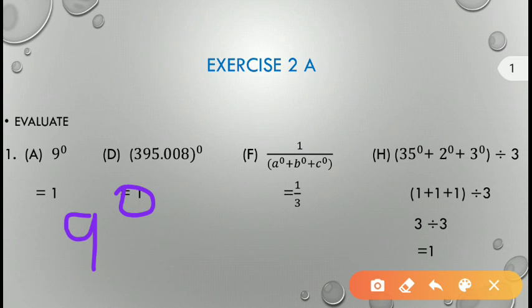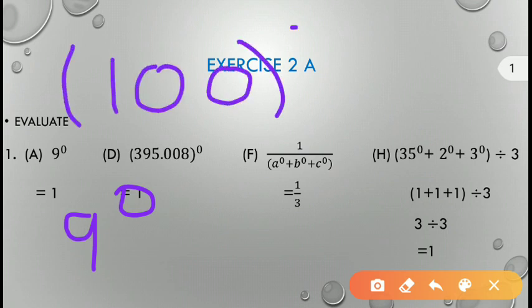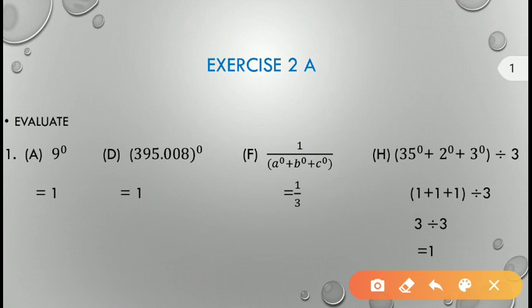In the law of exponents, I have already told you that whatever the number is, if the power is 0, the value will be 1. Suppose you have 1, 2, 3, even 100, if the power is 0, the value will always be 1. So here also, 9 to the power 0, the value will be 1. That is your answer.